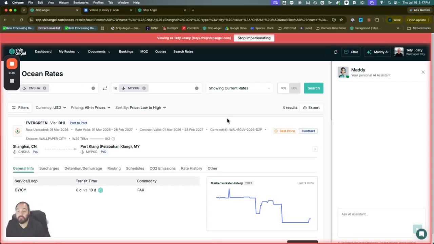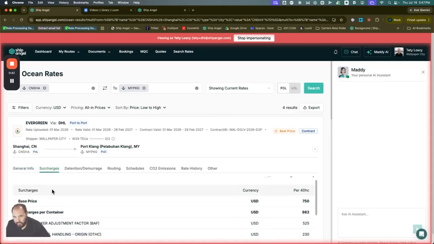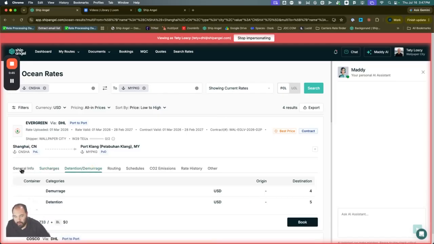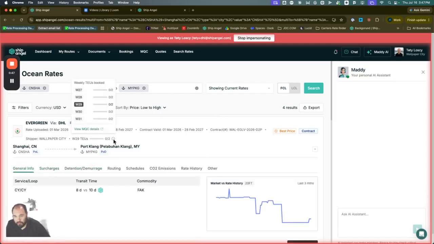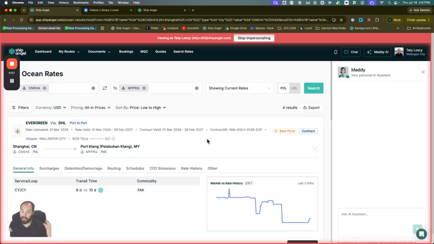And from here, the decision-making process from the user starts. Who should I book with? What's the rate? What's the surcharges that I need to consider? What's the D&D that I want to evaluate? What's the allocation picture, roughly speaking, with this carrier versus another carrier? I could dive more deeply into the MQC details if I wanted to. Ultimately, though, I can sit here and I can make a decision on what is or isn't the rates that I want to present.